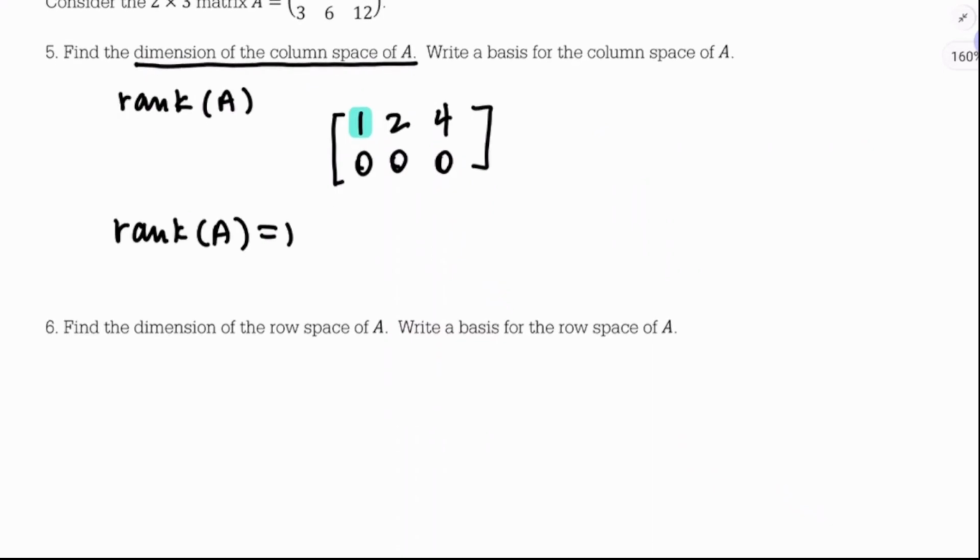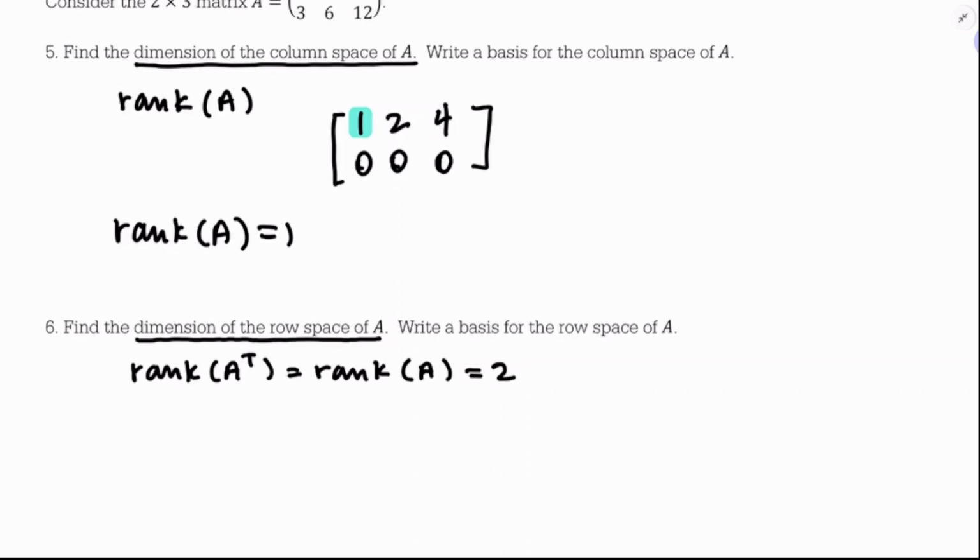Find the dimension of the row space of A. A basis for the row space of A would be 1, 2, 4. It's the non-zero rows in reduced row echelon form. So on that hand, you could say that. We could also say the dimension of the row space is the rank of the transpose. And we were saying just earlier that the rank of the transpose is equal to the rank of the original, which is going to be 1.